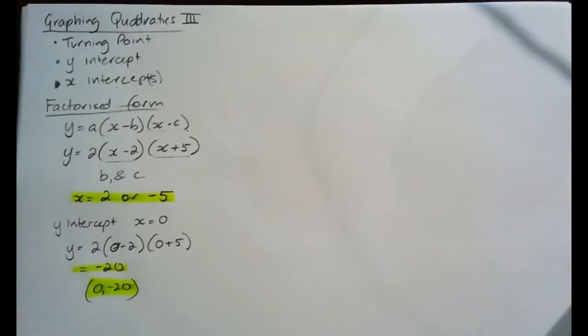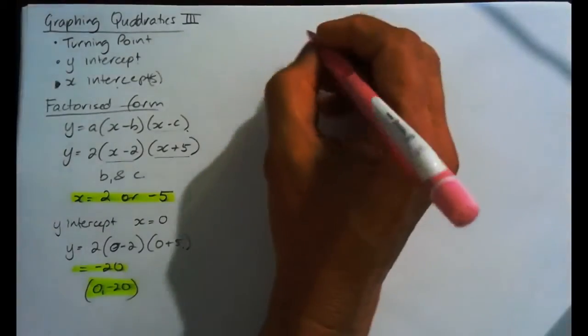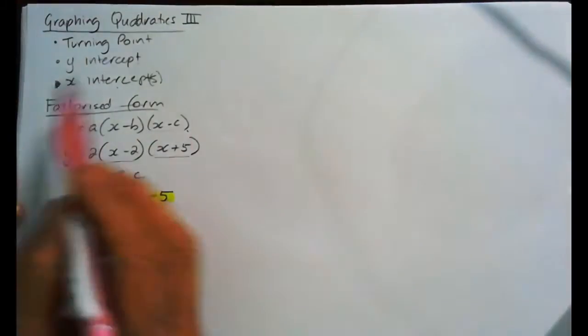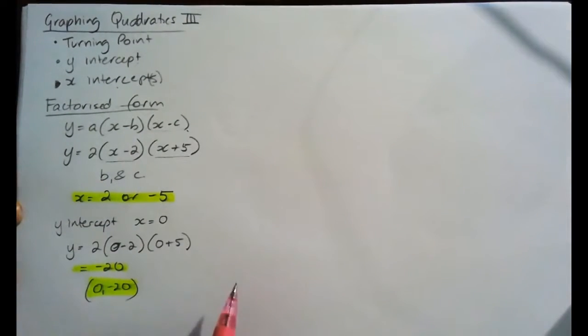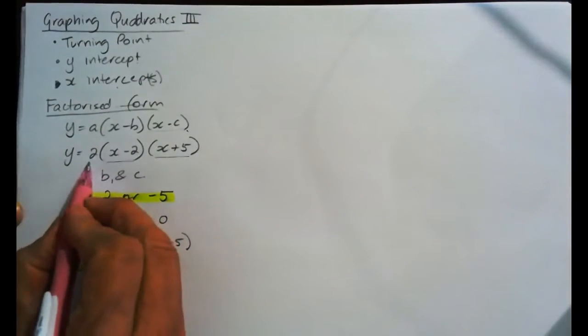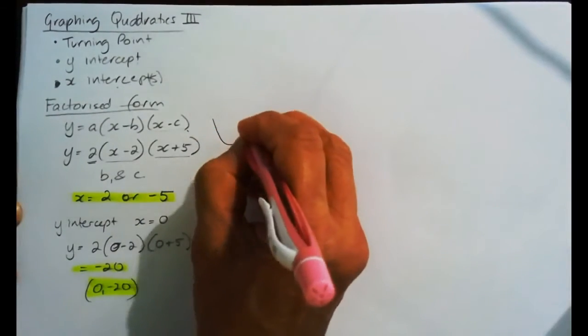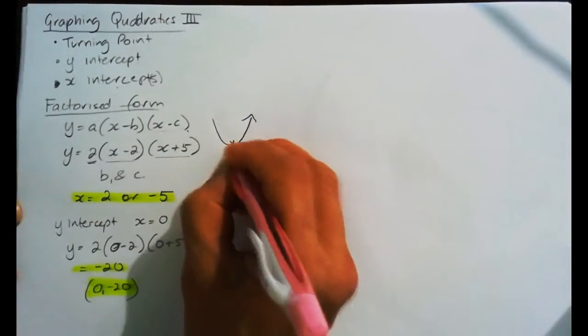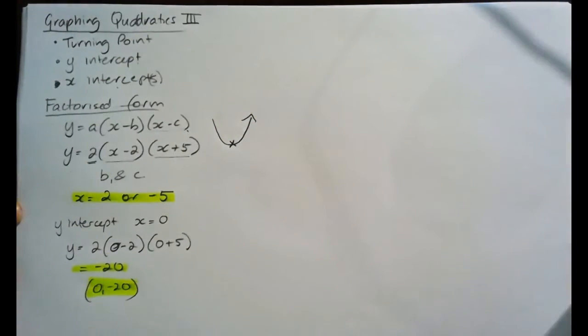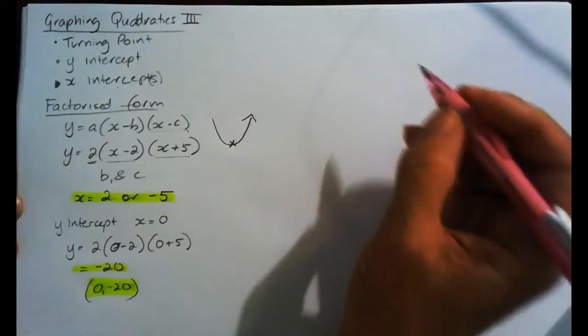And then we just need to find our turning point. Now remember, what we always want to do first is have a look at what type of graph we've got. Remember, our coefficient of x squared is 2 in this case, so it's positive, so we're going to look for a positive quadratic, so our turning point is going to be a minimum point. Okay, so it means it's going to be at least down to negative 20 or more.